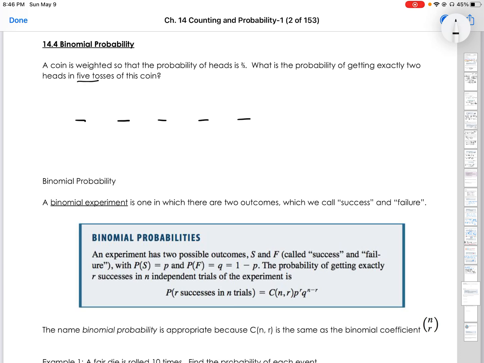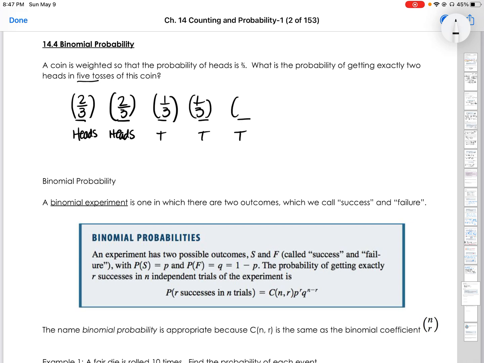Well, the probability of getting heads 2 times, let's see, we could have 2/3, right? 2 out of 3, there's a probability of getting heads 1. So this is for heads. A probability of getting heads again, that's 2/3. And then if we want tails for the rest of these, that's 1/3, 1/3, and 1/3. And we can multiply all of these together.